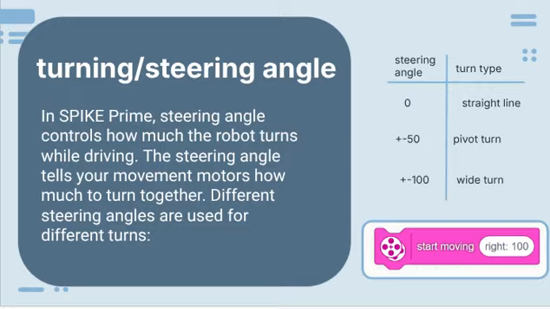If you want to have a pivot turn, you do like 50, and if you need a wide turn, you do like 100. And that's also plus or minus, depending on what side you're going to.